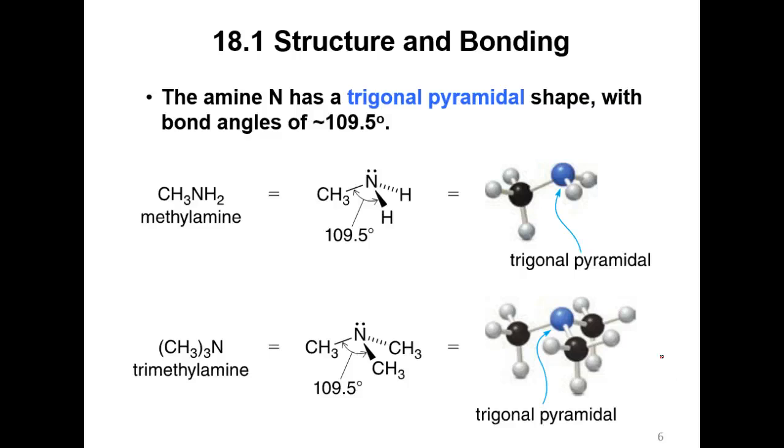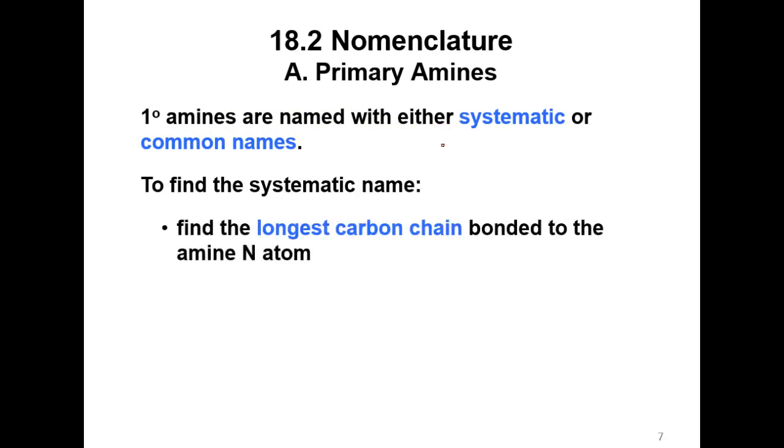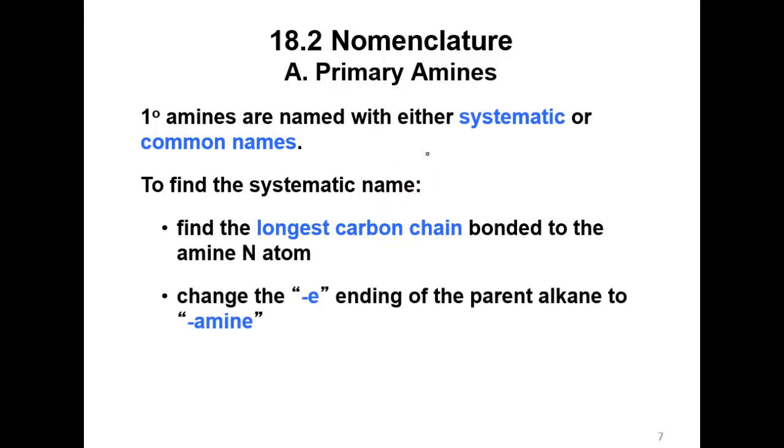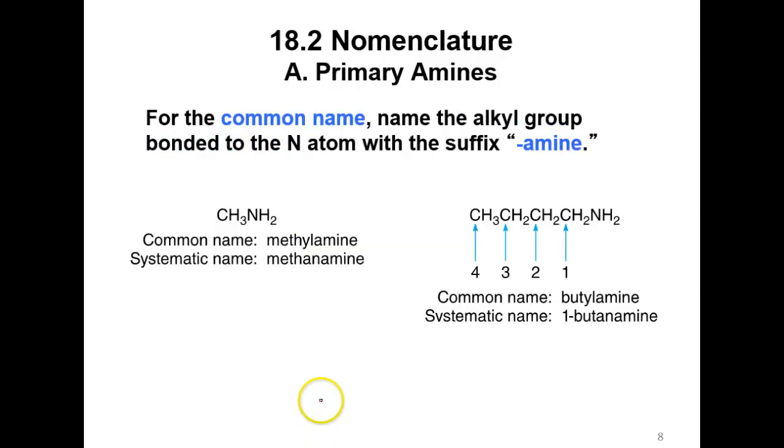All right, just some structural attributes of amines. They are trigonal pyramidal. Bond angles are about 109.5. Let's see, that's pretty much it. Primary amines are named with either a common name or a systematic name. The systematic name is basically the IUPAC name, where you find the longest continuous chain of carbons that includes the nitrogen, and you drop the E. So if it's an ethane, you drop the E and you name it ethanamine. And then you do all these substitutions based on the rules that we've learned.